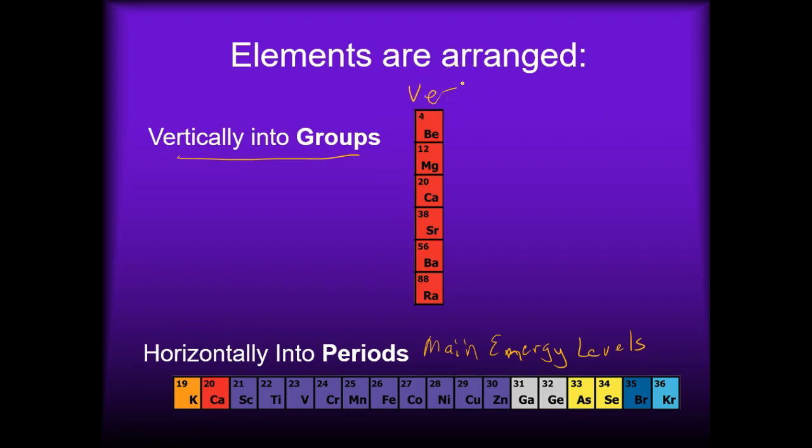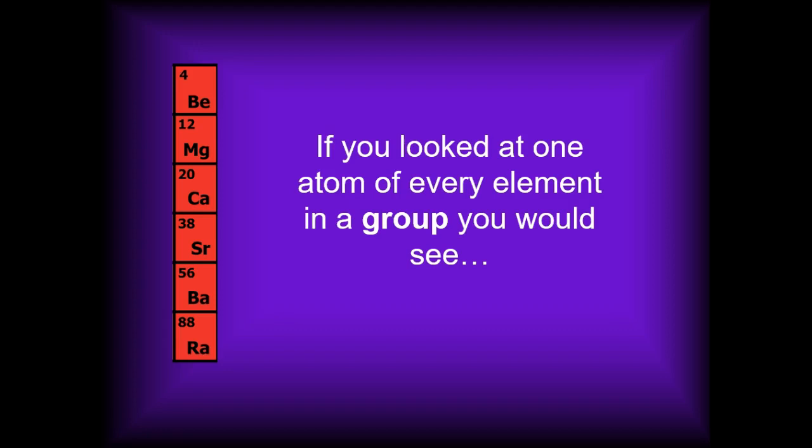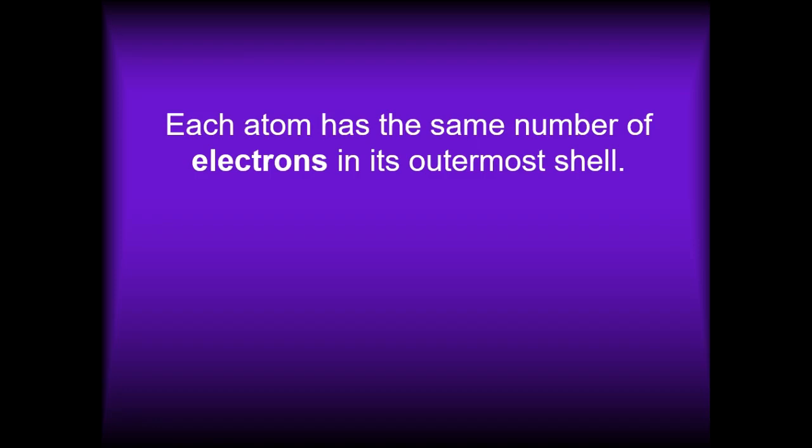Remember that? So why are they in groups? Why did Moseley put them in groups? Remember, Mendeleev is the father of the periodic table; Moseley took his ideas and ran with it. If you look at each group, what do you see? Well, when you look closer, each atom has the same number of electrons in the outermost shell. That's the key right there. That's where we get our valence electrons. Remember, valence electrons are your outer shell.